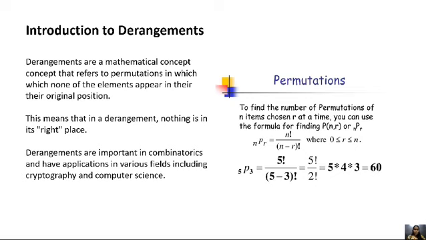Introduction to derangements. Derangements are a mathematical concept that refers to permutations in which none of the elements appear in their original position. This means that in a derangement, nothing is in its right place. Derangements are important in combinatorics and have applications in various fields including cryptography and computer science.